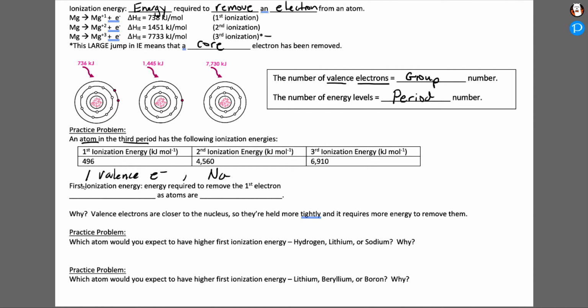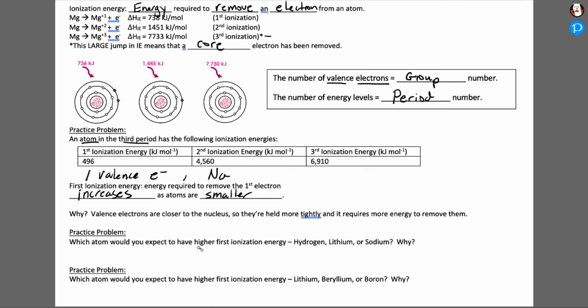The first ionization energy, the energy required to remove the first electron, increases as atoms are smaller. And why is that? Because valence electrons are closer to the nucleus, so they're held onto more tightly, and it requires more energy to remove them. So as it's smaller, those valence electrons are getting closer and closer to the nucleus, and so that ionization energy is going to go up. In other words, it's going to be harder to remove those electrons.